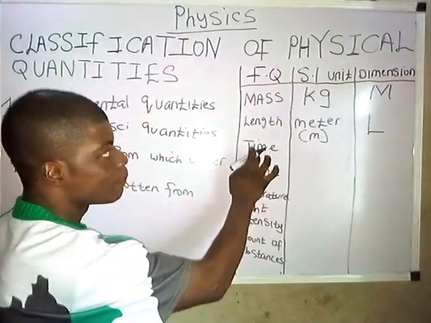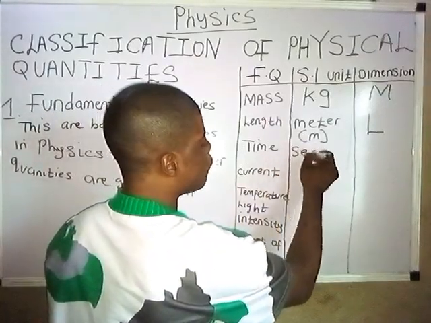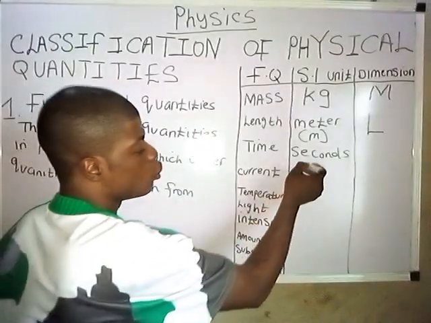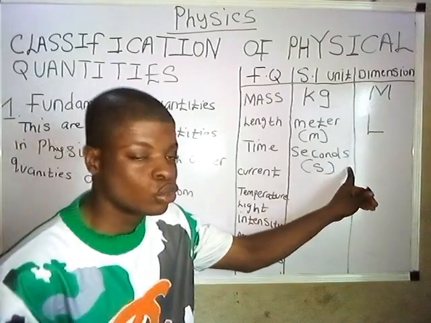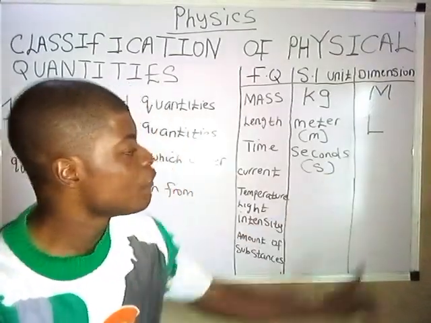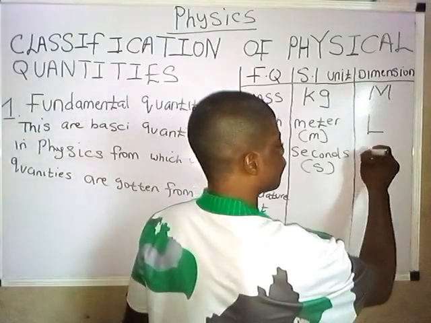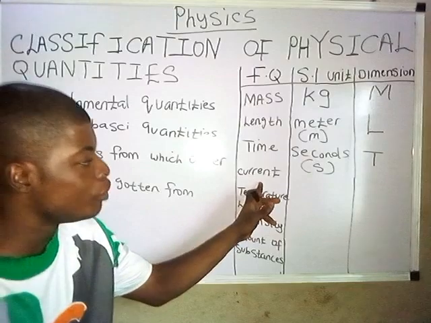For time, the SI unit for time is seconds. That must be noted. And to abbreviate it, we use s to represent seconds in physics. Then the dimension for time is T. That must be noted.